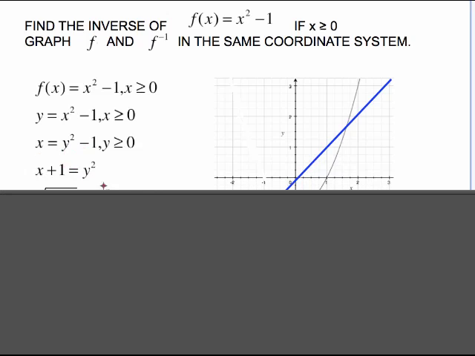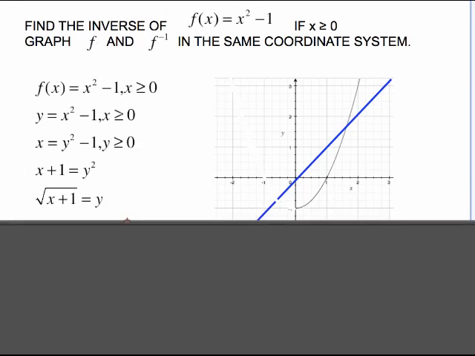Solve this for y by adding 1 to both sides, and technically we would end up with plus or minus right here because we have solved by taking the square root. But this right here restricted me. It said I only want the y values greater than or equal to 0. That eliminates the necessity for the plus or minus.